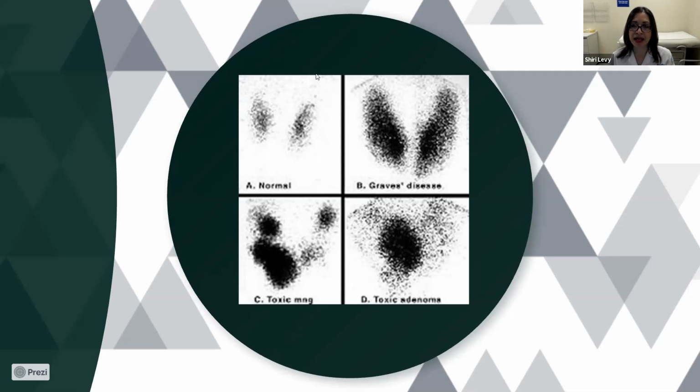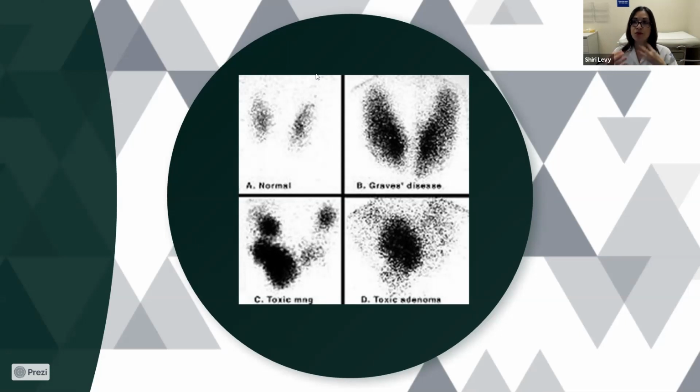You can see in panel A, people with normal thyroid function. You could see a little bit of black dots there, not too bright, but looking pretty normal. In panel B, this is what Graves' disease looks like. You have uptake in both lobes. We said it's a butterfly gland, the right and the left, and it is pretty extensive throughout.